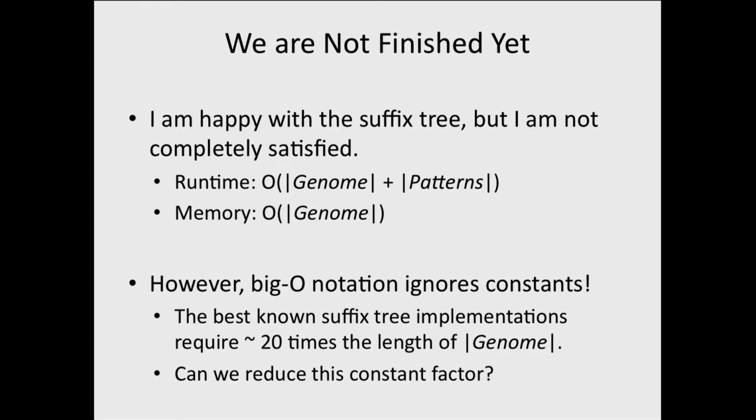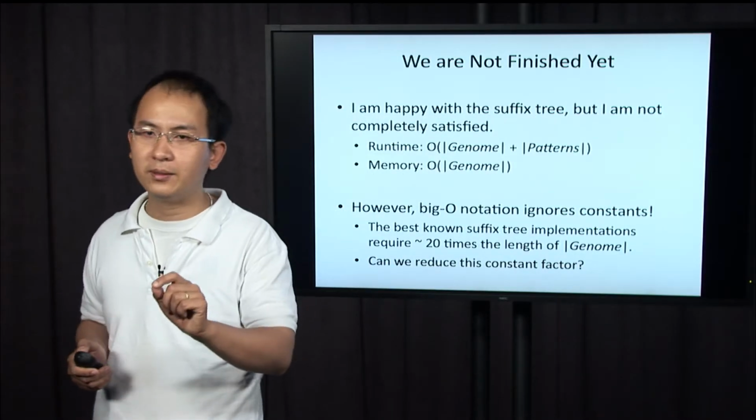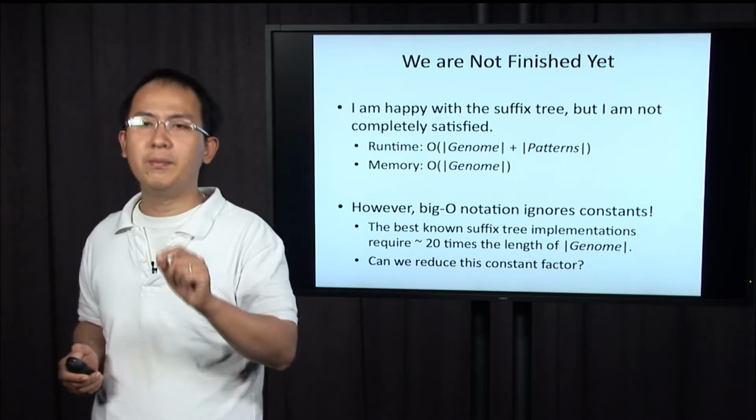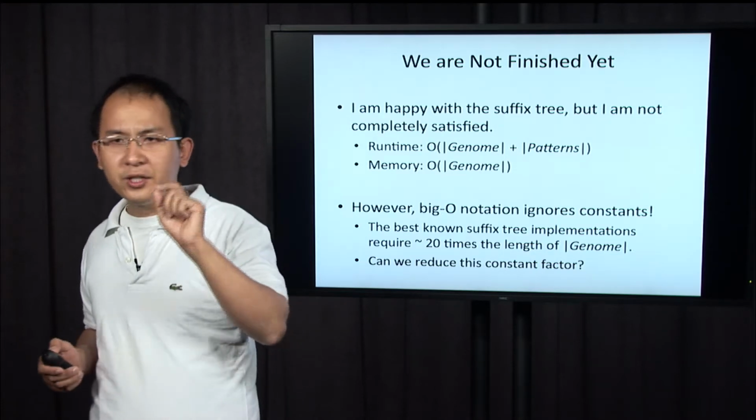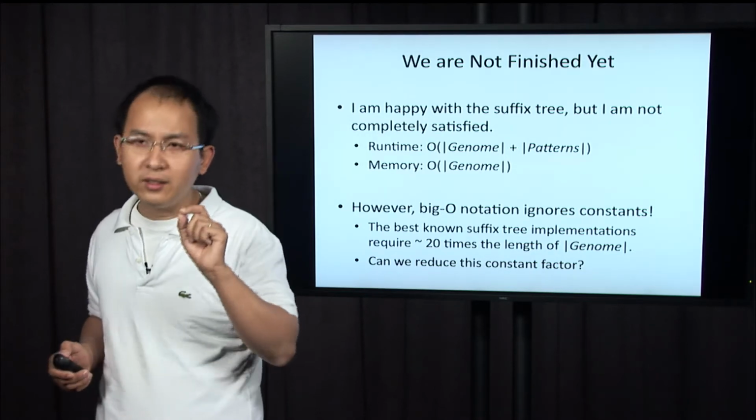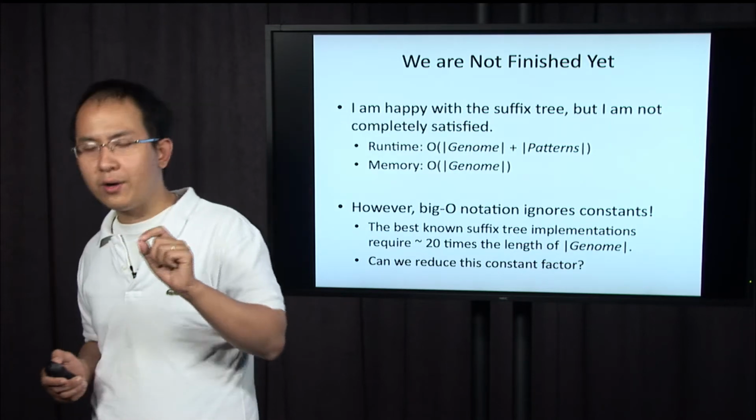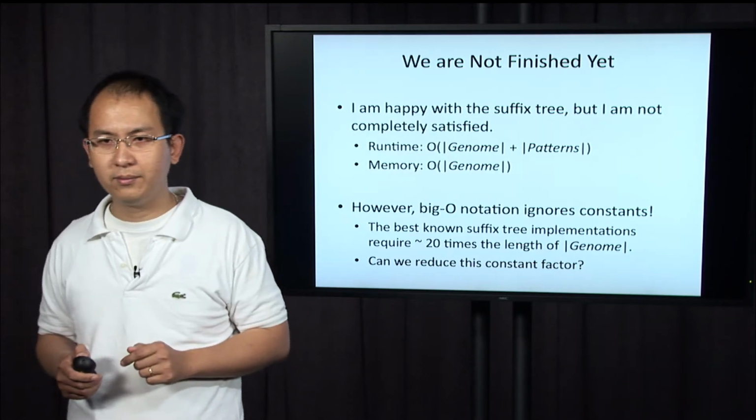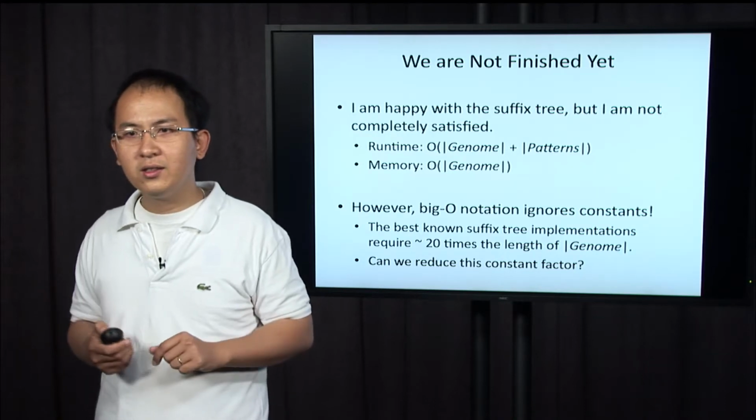But if some of you believe Phillip and try to construct a suffix tree for mammalian genomes on your desktop or laptop, you will have a problem with memory. Why? Because the big O notation here ignores an important constant. The best known suffix tree implementation requires about 20 times the length of the genome. Can we reduce this constant factor to 1 or even smaller?